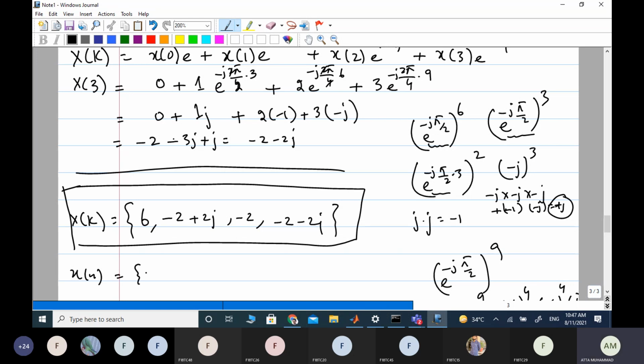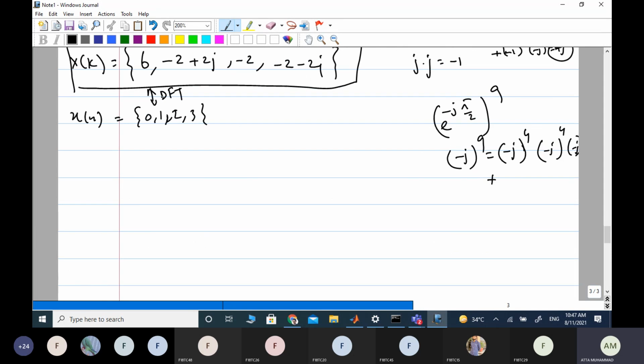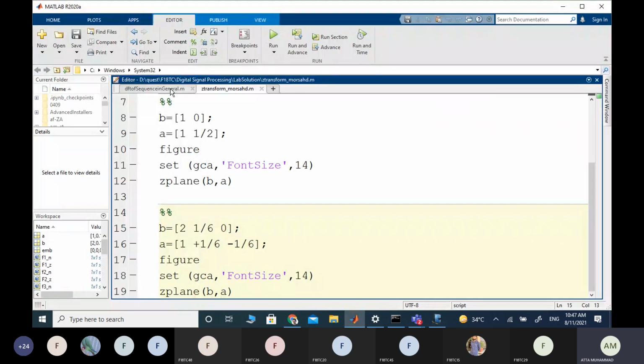X of n was 0, 1, 2 and 3, right? And we have successfully computed the DFT of x of n, and we get this signal. Okay, so let us see if it really works the same way.